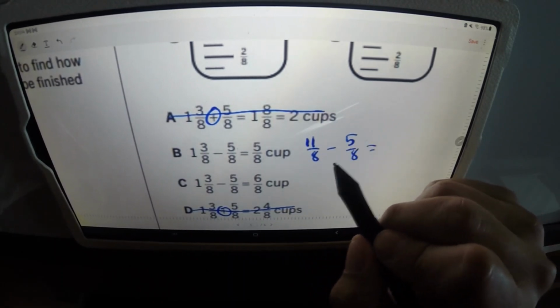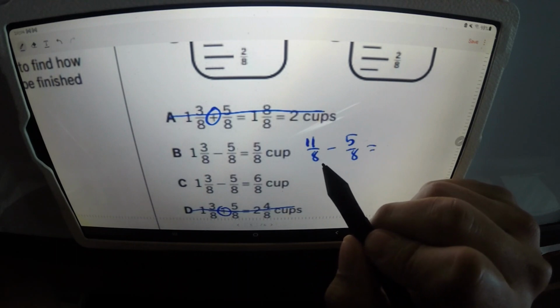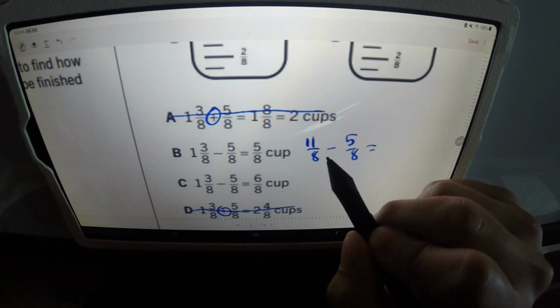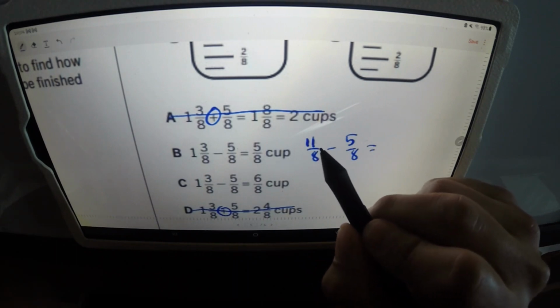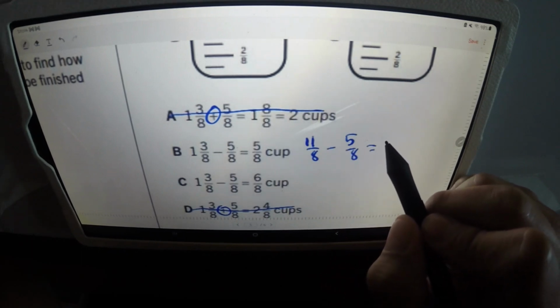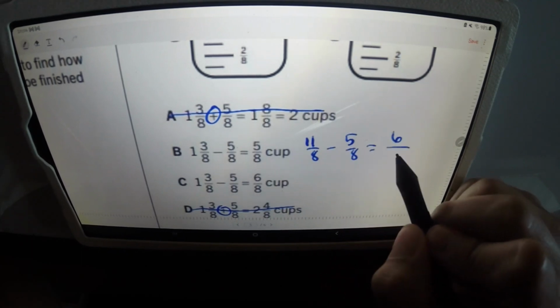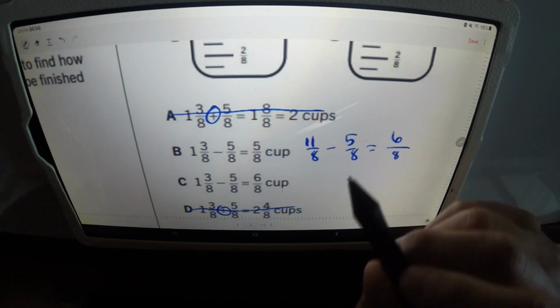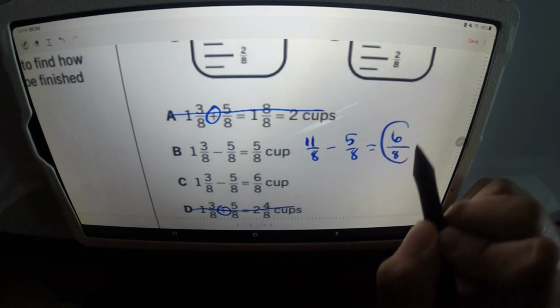So now we know the denominators are the same. The bottom number, the denominator, is the same, so 8. So now we just subtract the numerators. 11 minus 5 gives us what? That's right, 6. We just put the denominator, 8. So 6/8. So that's the answer we're looking for. This is the answer we want.